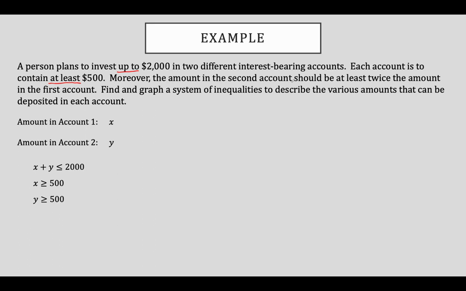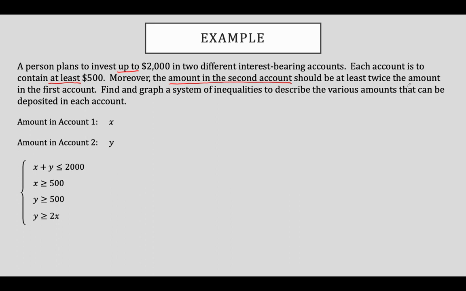Moreover, the amount in the second account should be at least twice the amount in the first account. The amount in the second account, what did we label as the amount in the second account? That was y. y should be at least, that means y must be greater than or equal to twice the amount in the first account. Well, the amount in the first account was x. That means y must be greater than or equal to 2x. And there we have developed our system of inequalities. We have four inequalities in this system.